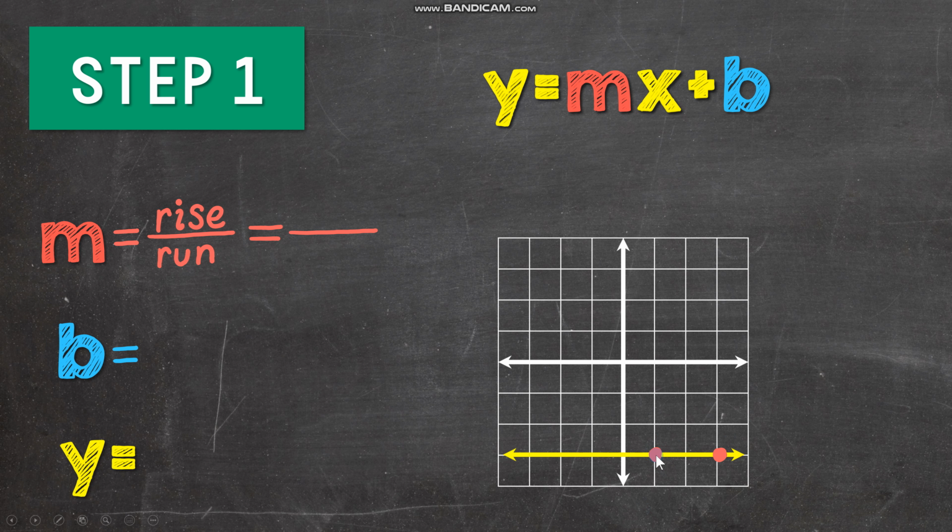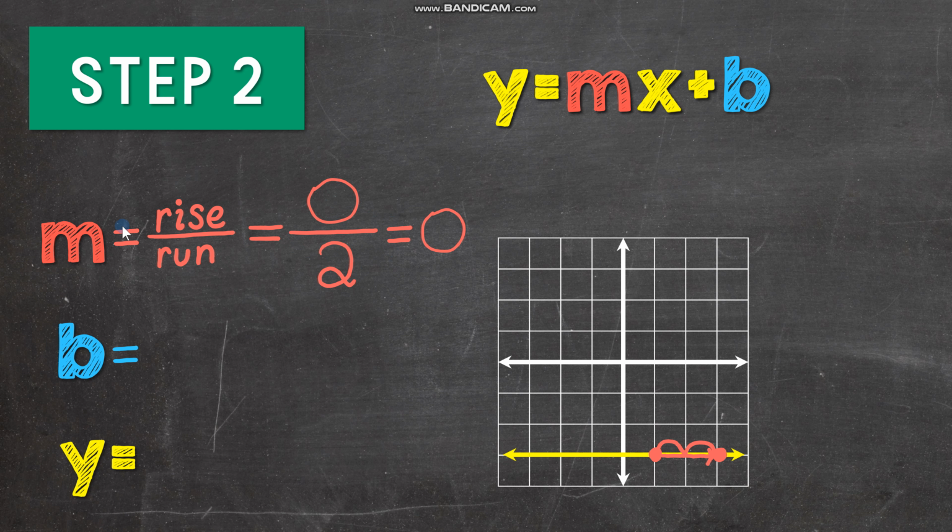So what does that tell me? What do you think my rise is going to be? It's 0. It means that I don't rise. But I do have to run. I got to go right 1, 2. So right 2, that's positive 2. We can definitely simplify this. What's 0 divided by 2? Well, 0 divided by anything is 0. So this time our slope is 0.